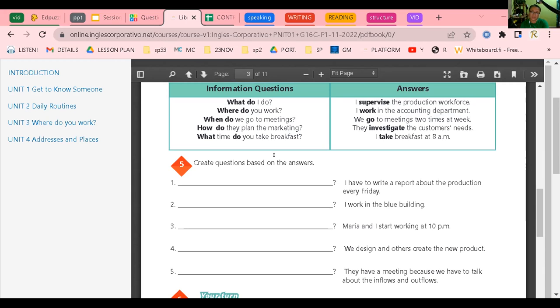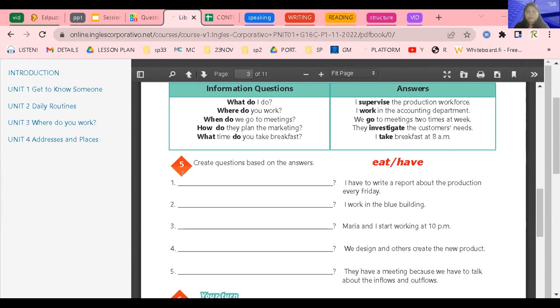So we normally say eat or have. What time do you eat breakfast? Not take. So you eat or have. Okay, en este caso es eat or have. So we don't take breakfast. Let's see, create questions based on the answers.